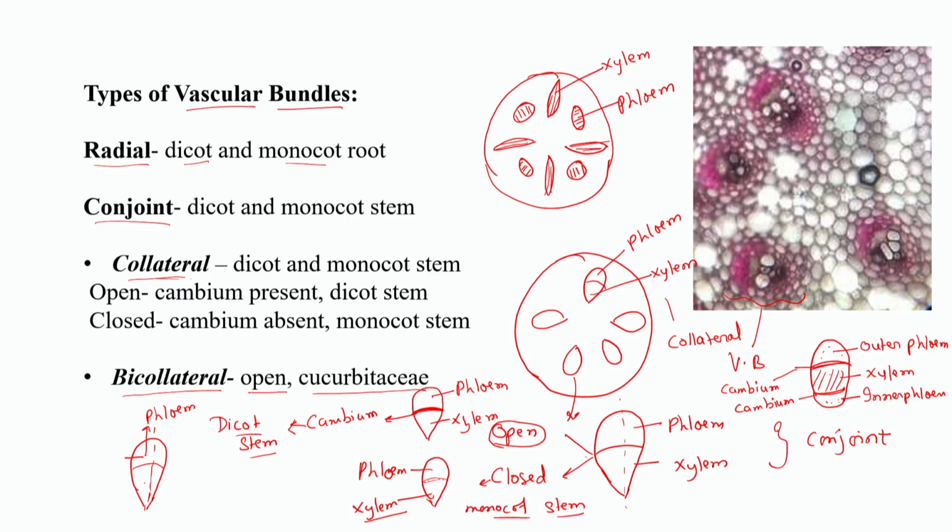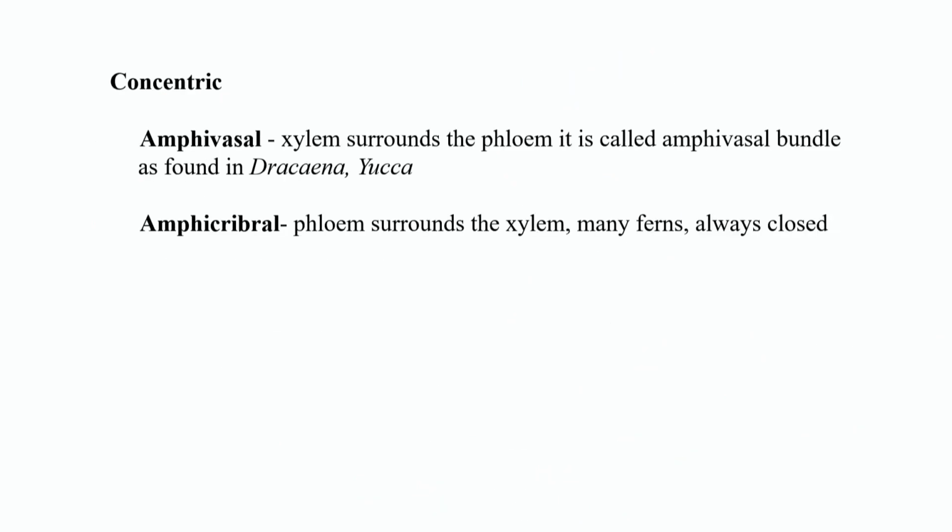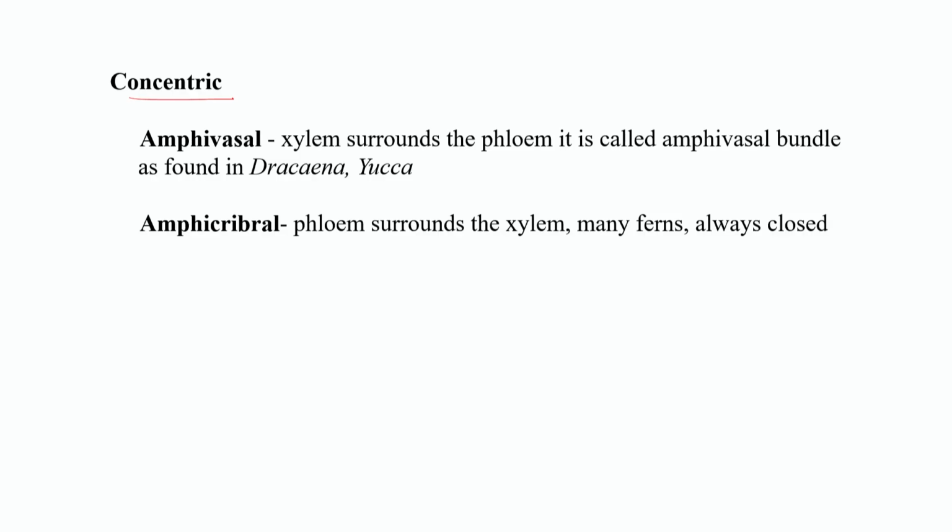Another type is also there, concentric. Now, a concentric vascular bundle means one type of tissue completely surrounds the other type of tissue. Either xylem is completely surrounded by phloem or phloem is completely surrounded by xylem. In this also, you have concentric circles. In this case you have two forms, amphivasal and amphicribral. In amphivasal, xylem surrounds the phloem. Suppose this is the phloem and this is the xylem.